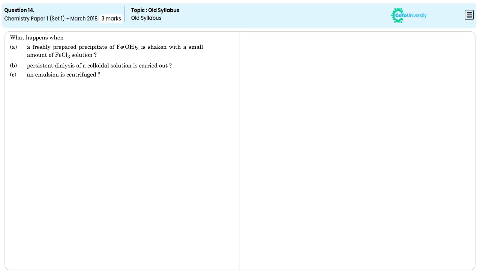Here the question is, what happens when a freshly prepared precipitate of iron hydroxide is shaken with a small amount of iron chloride solution? Then the result will be peptization reaction. Iron hydroxide precipitate is initially a solid and may have a relatively large particle size.